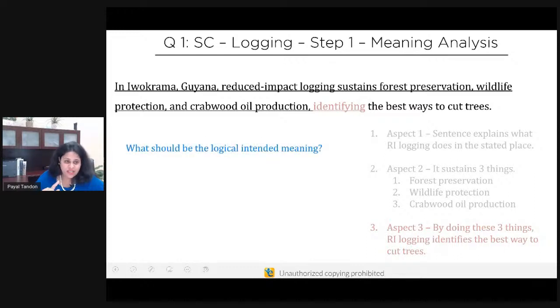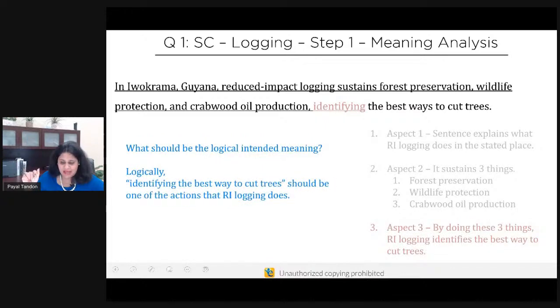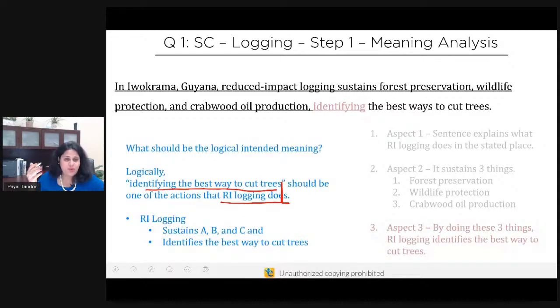Now, what should be the logical meaning? Let me extend this further. You not only need to understand whether something is logical or not, you also need to be able to figure out what the author actually meant. What was it that the author wanted to communicate when he wrote these pieces of information together in a sentence? Now, in this case, as Anirudh has already specified, logically what the author wants to say is that identifying the best way to cut trees should be one of the actions that RI logging does. So it's one of the features of RI logging that it identifies the best way to cut trees. In a sense, what the author wanted to communicate was logically that RI logging sustains A, B, and C, and RI logging identifies the best way to cut trees.